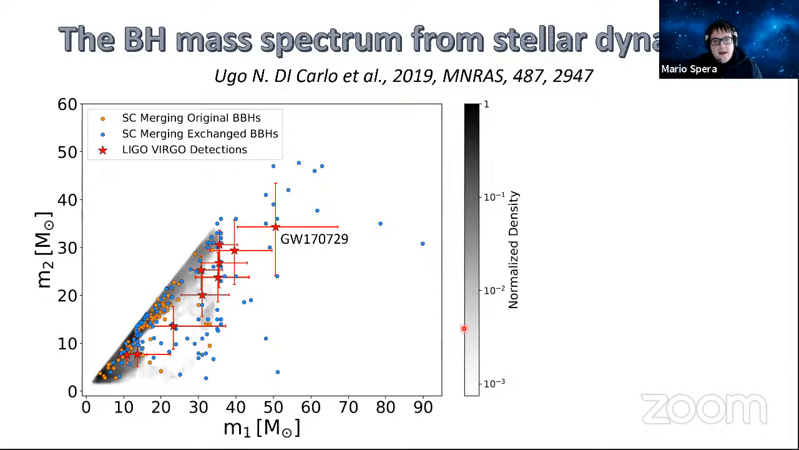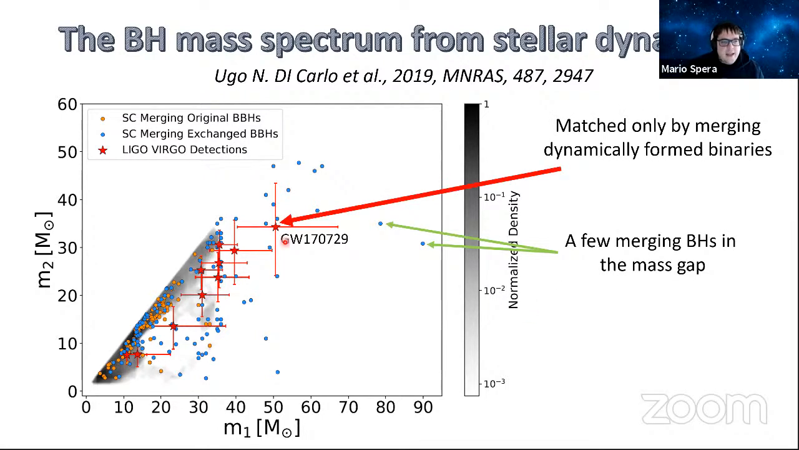Interestingly, you can find that this event up here is matched only by merging dynamically formed binaries. So this means that if we had included GW190521 in this plot, which would be up around here, it would have fallen in a region where only dynamically formed binary black holes were present, so the blue points.